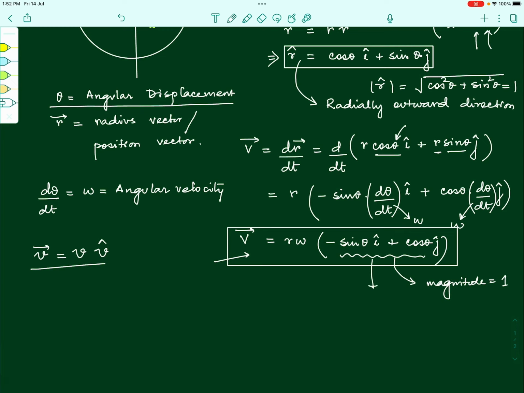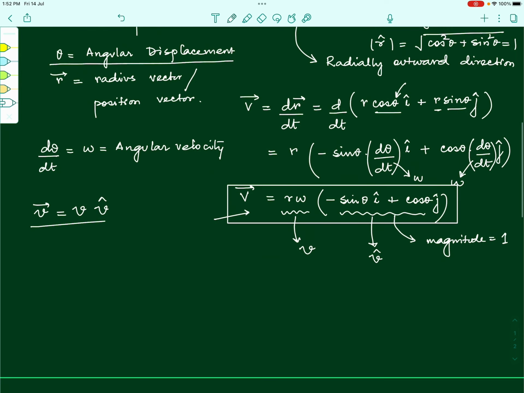So this becomes our v cap, the unit vector corresponding to the direction of the velocity, and then this particular term that we are getting outside the bracket should be the magnitude of velocity, isn't it? So when we compare the two, what we get is the magnitude of the velocity, or we can also call it the speed with which the particle is moving, is nothing but r into omega, the radius of the circular path times the angular velocity of the particle.